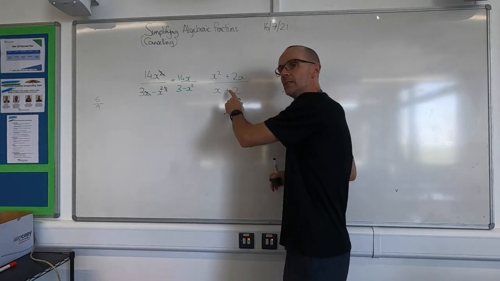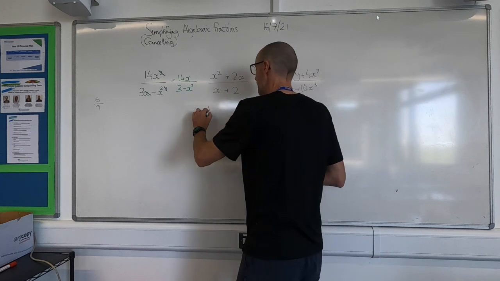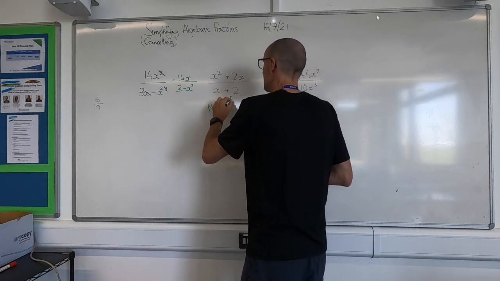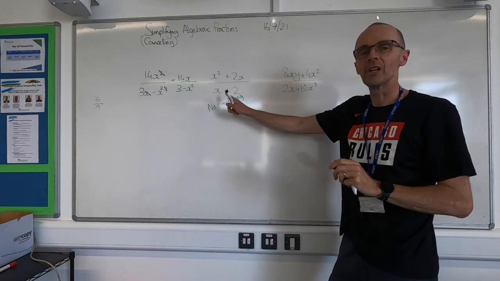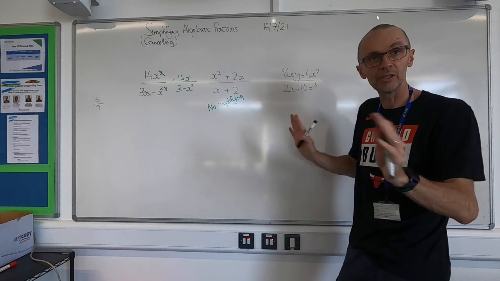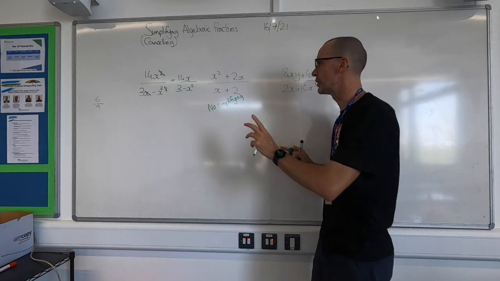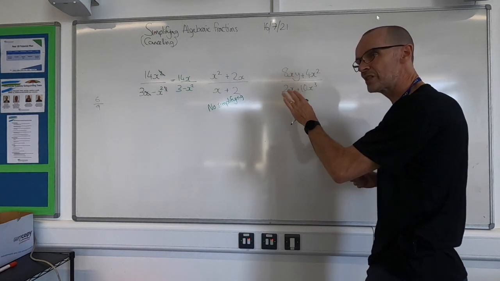So here, no simplifying allowed. Can't simplify it. I've got 4 terms. Got 4 terms, and 3 of them have got an x, but 1 of them hasn't. So I can't divide by x. 2 of them have got a 2, but I can't divide by 2 because I haven't got a 2 there. So I can't simplify that.